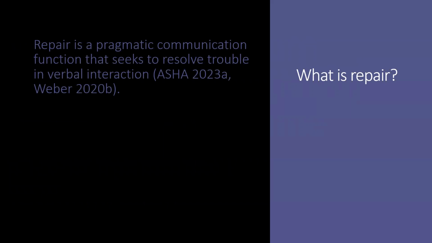What is repair? Repair is a pragmatic communication function that seeks to resolve trouble in verbal interaction. Children typically begin making requests for clarification, which is doing repair, around 30 to 36 months of age. Repair can be self-initiated, that is, initiated by the speaker who produces the troubled utterance. Repair can also be other-initiated, that is, initiated by the listener who receives the troubled utterance. This presentation focuses on other initiation, specifically next turn repair initiators.